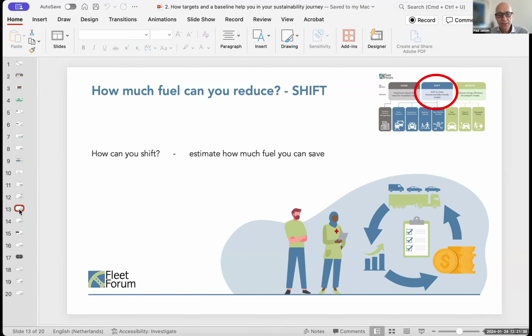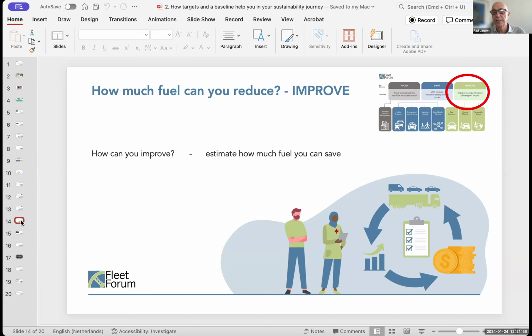And if there are still vehicles needed to drive, how can you improve? For example, by coaching your drivers on eco-driving, so that they use less fuel while driving their vehicle. But it's also by looking at cleaner vehicles. For example, you look at smaller vehicles. Is it really needed that you have a heavy-duty 4x4 vehicle when you mainly drive in a city? You can also choose a smaller city vehicle. Or you look at hybrid or electric vehicles, where you can really substantially reduce your emissions.